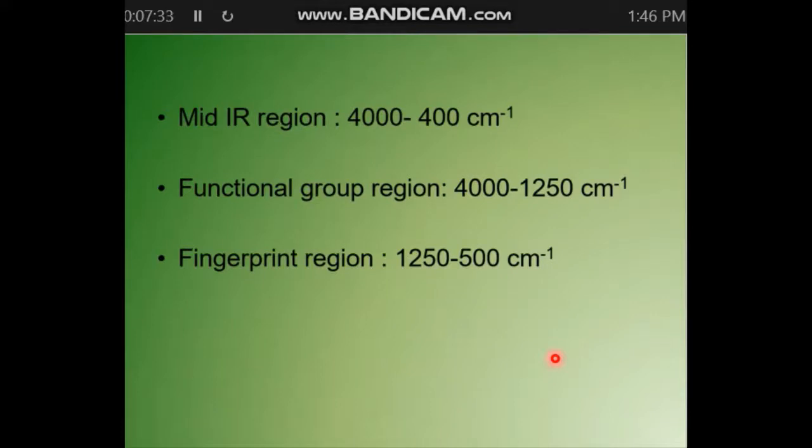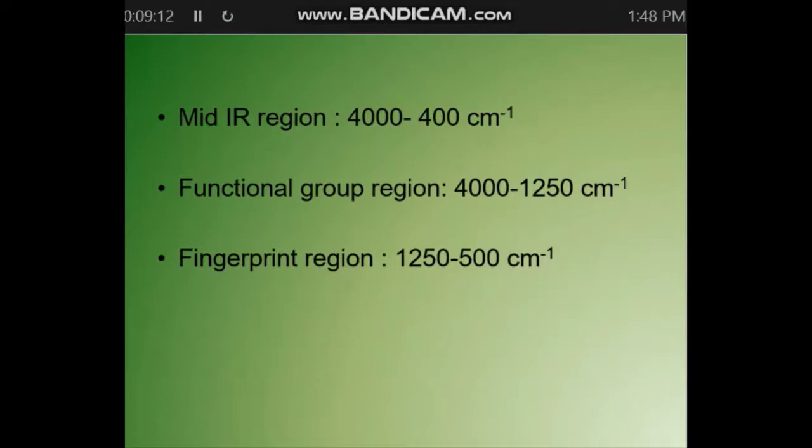For the spectroscopy, we use mid IR region radiation, with frequency ranging from 400 cm⁻¹ to 4,000 cm⁻¹. The mid IR region is categorized into two groups. One is the functional group region.